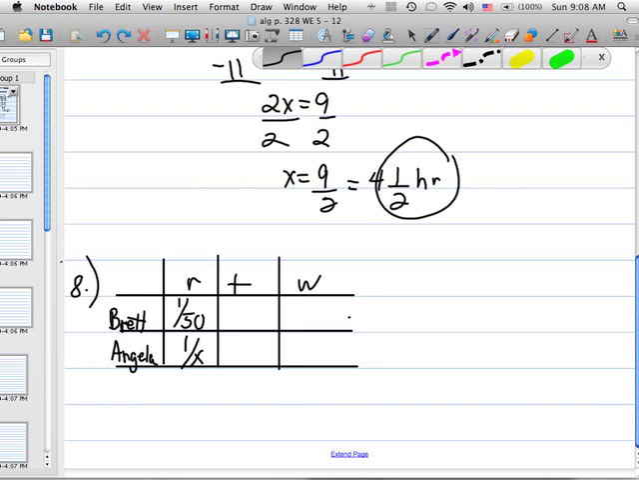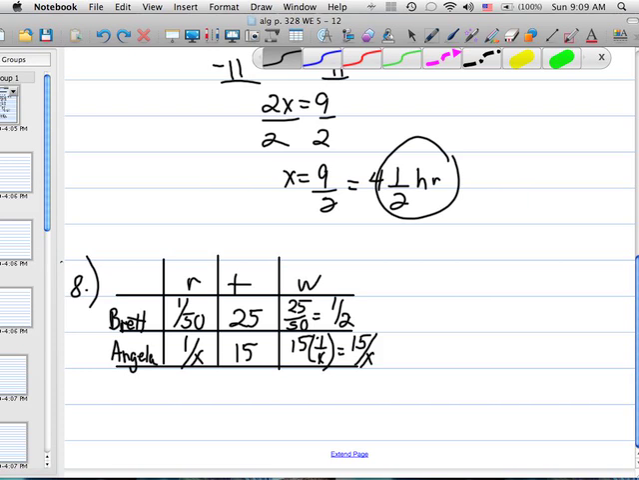And Angela, we don't know her work rate yet. We're trying to find it. So we'd have to put 1 over x. It says after working 10 minutes, he was joined by Angela, and they finished grooming in 15 minutes. So Brett was working 10 minutes plus the 15 minutes he worked with Angela. Angela only worked the 15 minutes. Brett had 10 minutes on her. So if I take 25 times 1 over 50, I get 1/2.